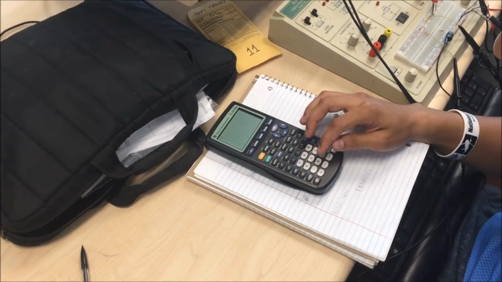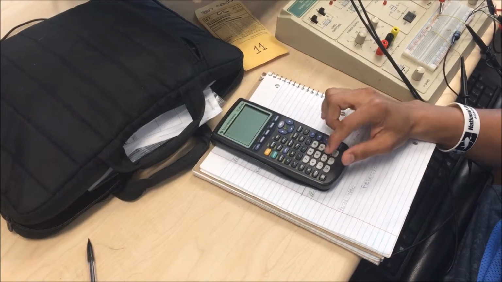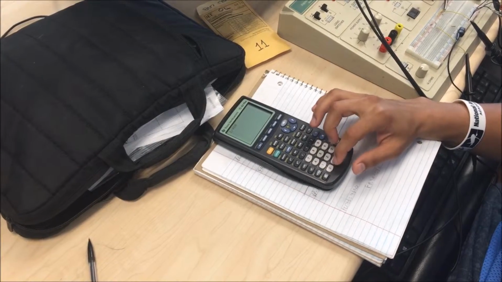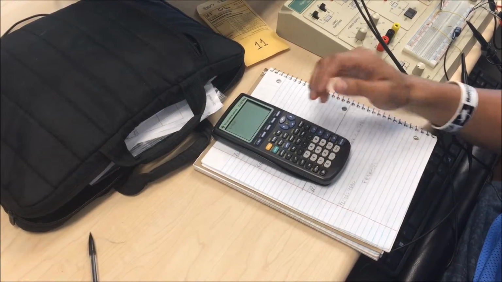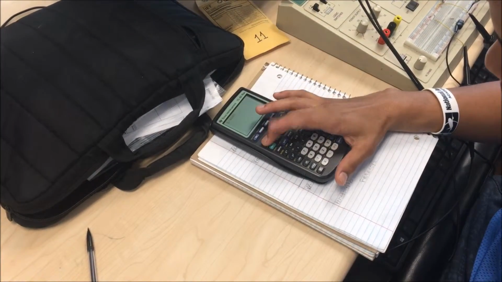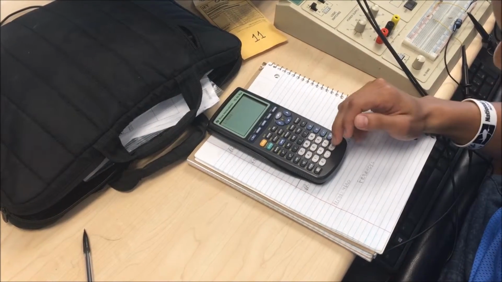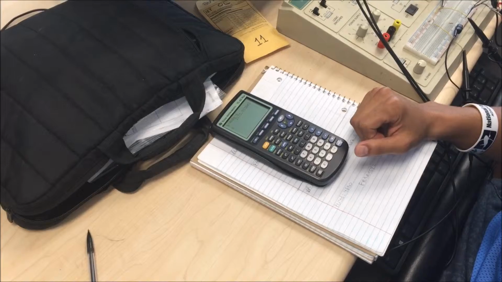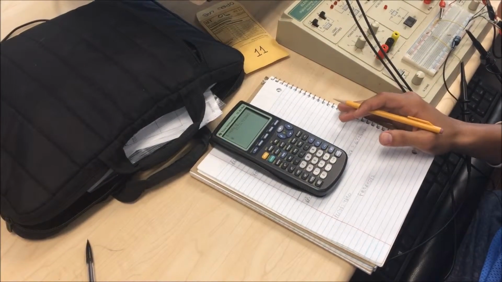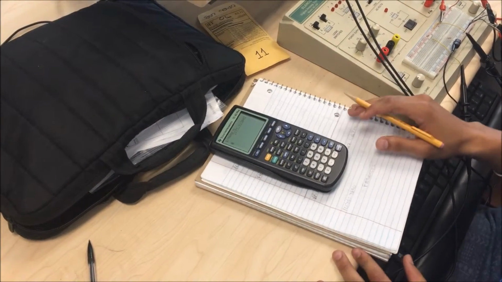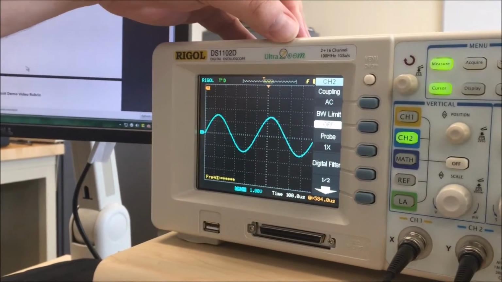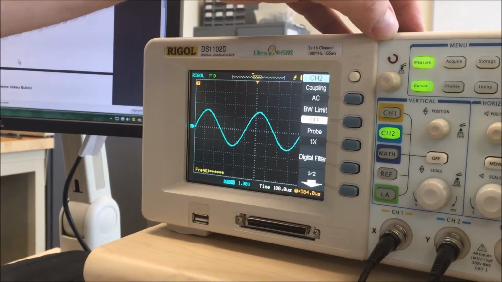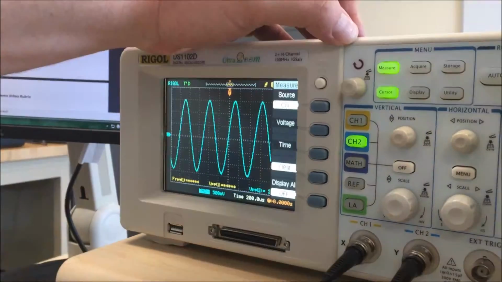To measure the frequency, I have to use 1 divided by 460 microseconds, which was my period, EE to the -6. It gives me 2173.9. Now I'm measuring the new school way of measuring all the circuits here.